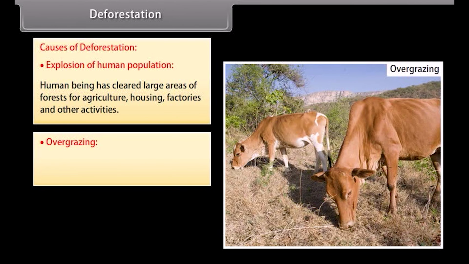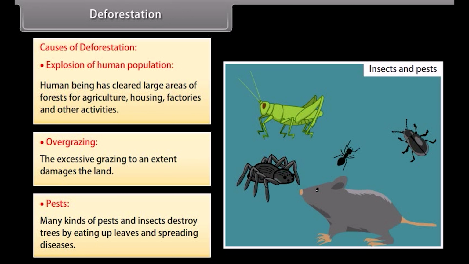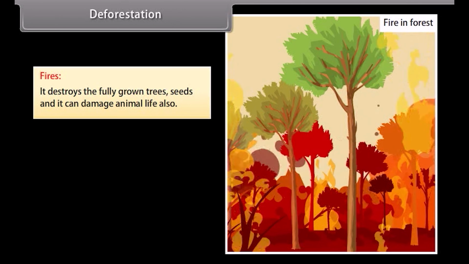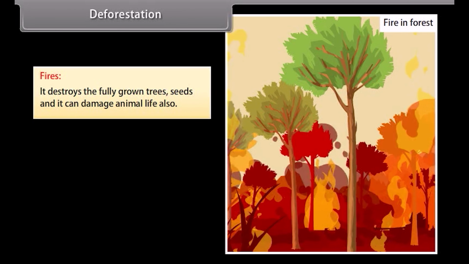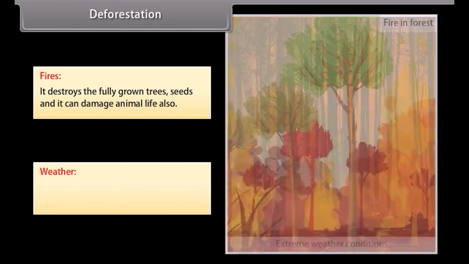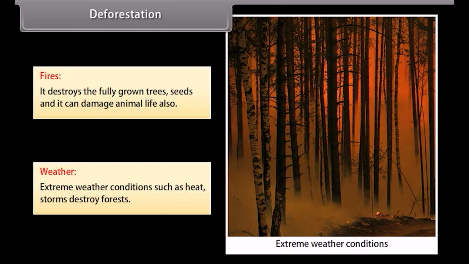Overgrazing. Excessive grazing damages the land to an extent. Pests. Many kinds of pests and insects destroy trees by eating up leaves and spreading diseases. Fires. It destroys fully grown trees and seeds, and it can damage animal life also. Weather. Extreme weather conditions such as heat and storms destroy forests.